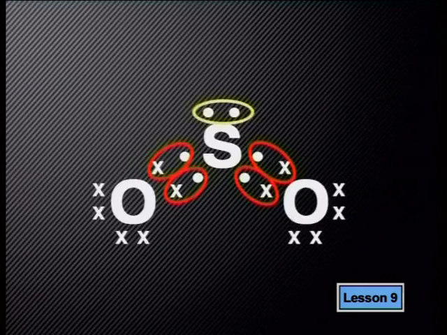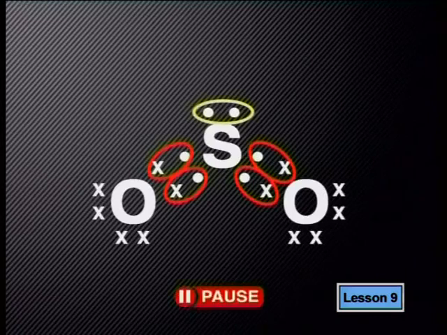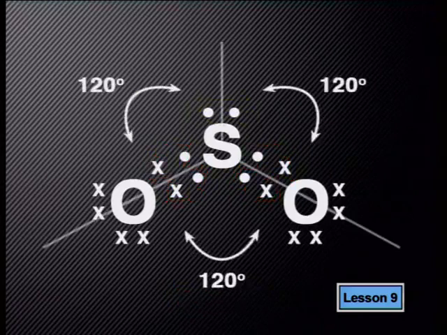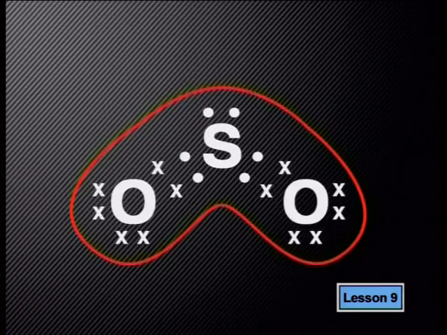So there are 2 double bond units and 1 lone pair, which must be arranged as far apart as possible. Can you suggest what shape this molecule will be? Well, the arrangement of electron pairs is trigonal planar, of course. But remember, the molecular shape only looks at the atoms. So the sulfur dioxide molecule is bent or V-shaped.